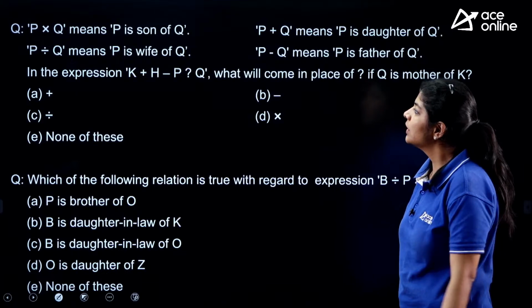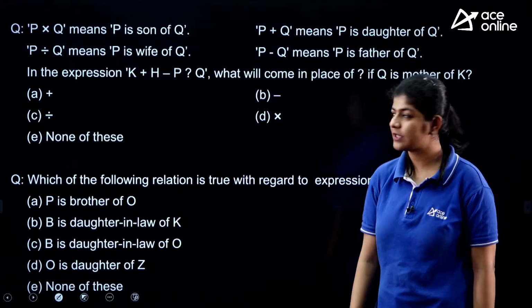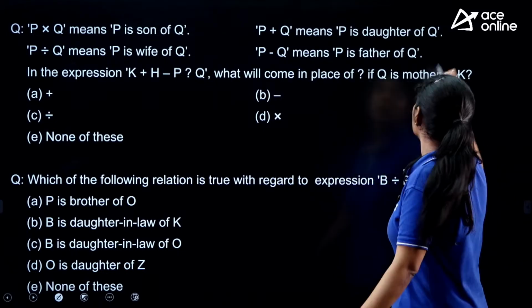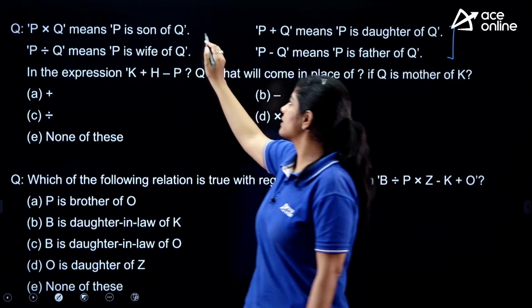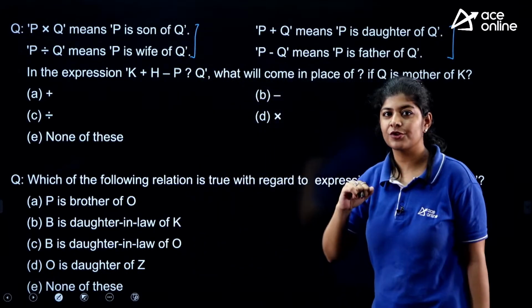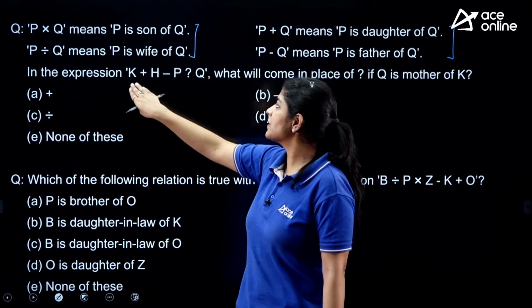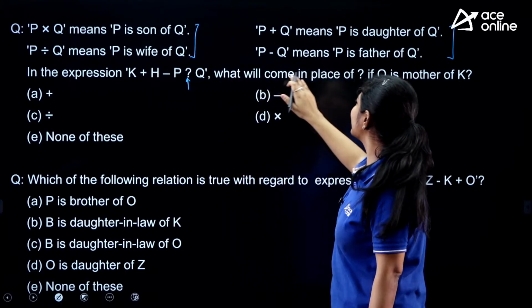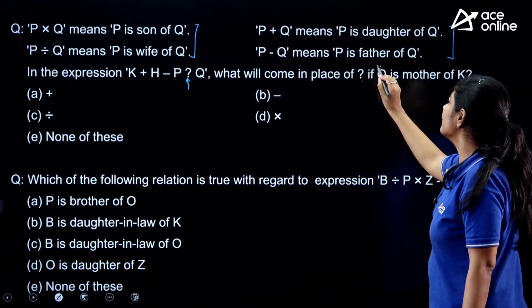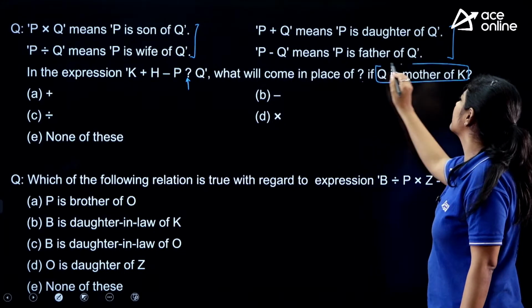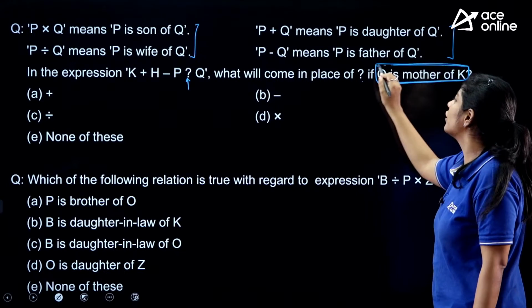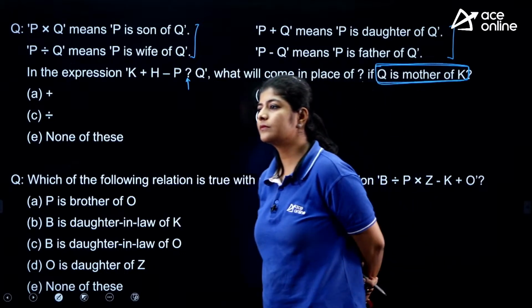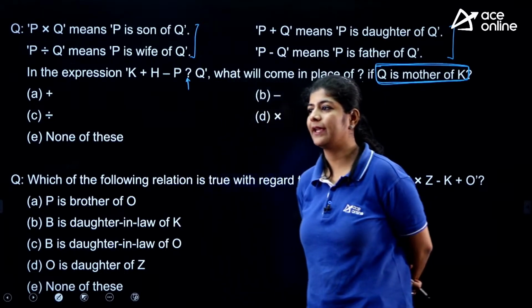Next one. The next question is from the concept of blood relations, and here we are having coded blood relations, right? So here you are having 4 relations, right? And the first question is asking, in the expression here, we are having a question mark. What will come in the place of the question mark if Q is a mother of K? We need to make sure that Q is a mother of K. Okay, 1 equals to pi.